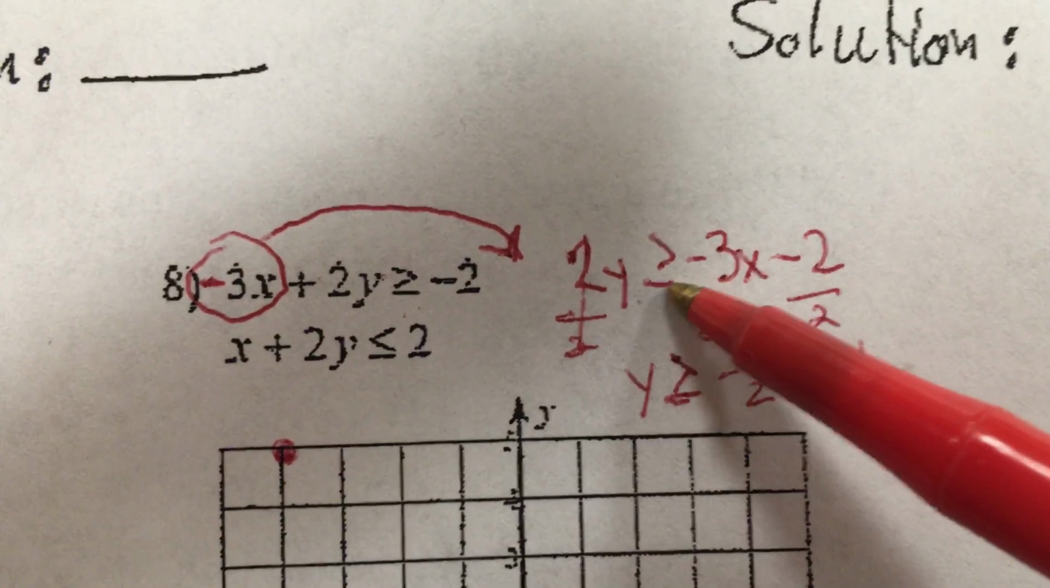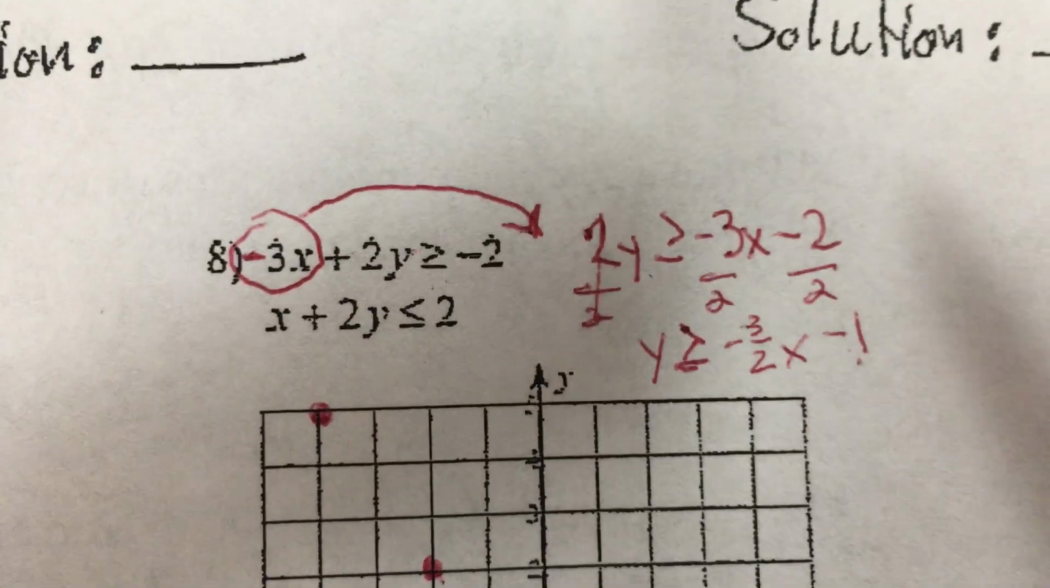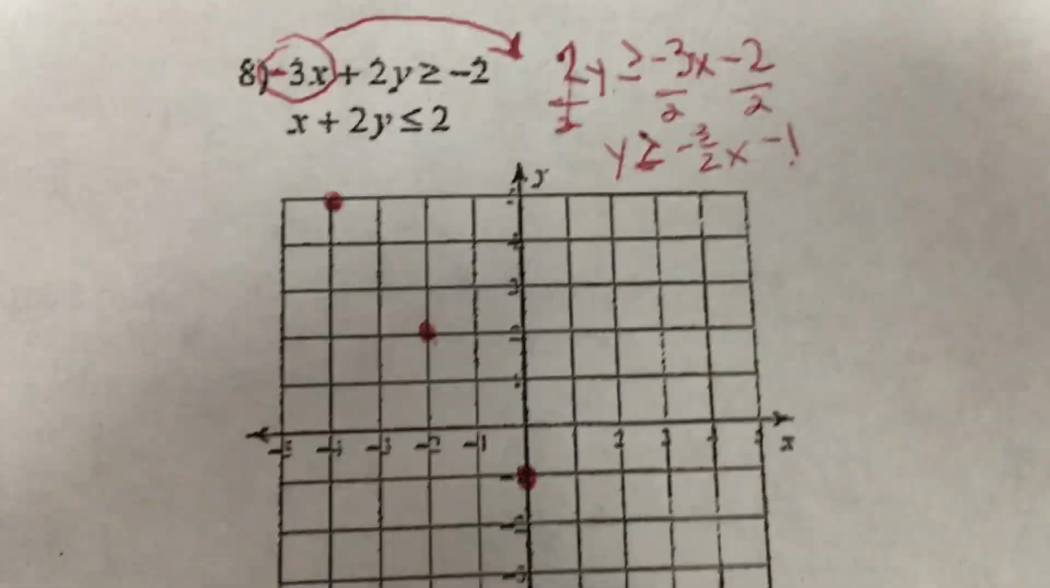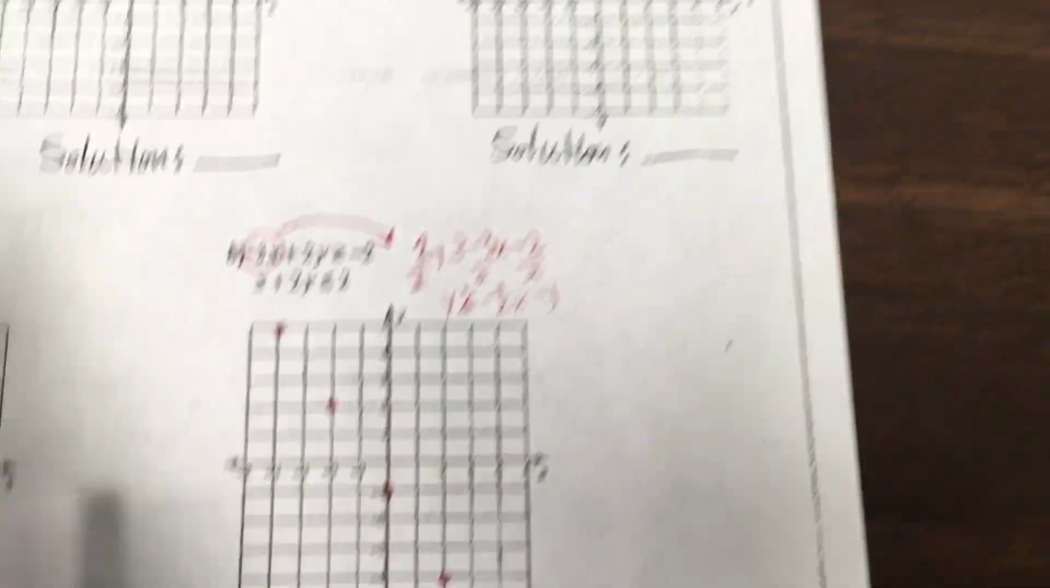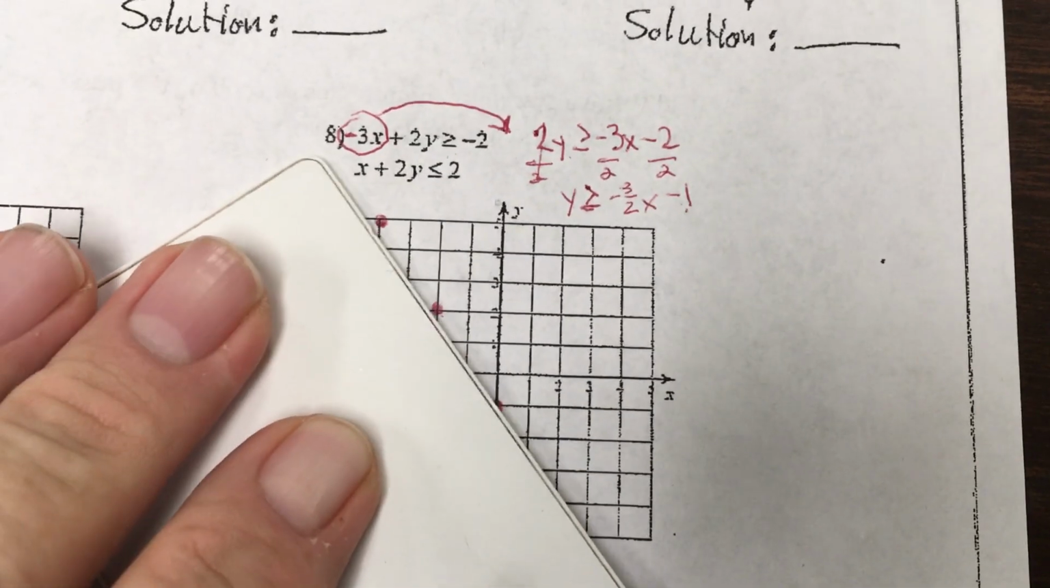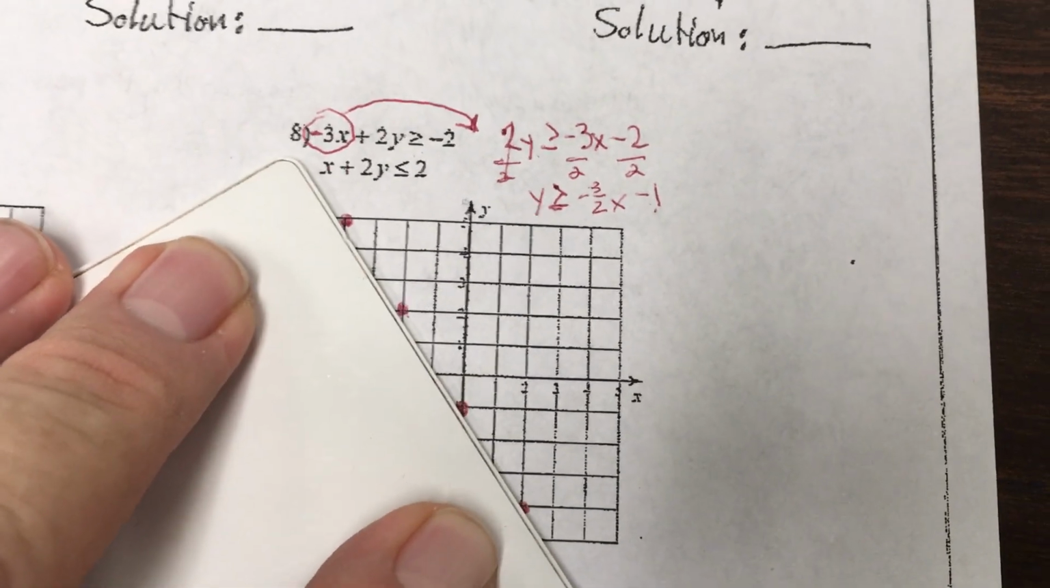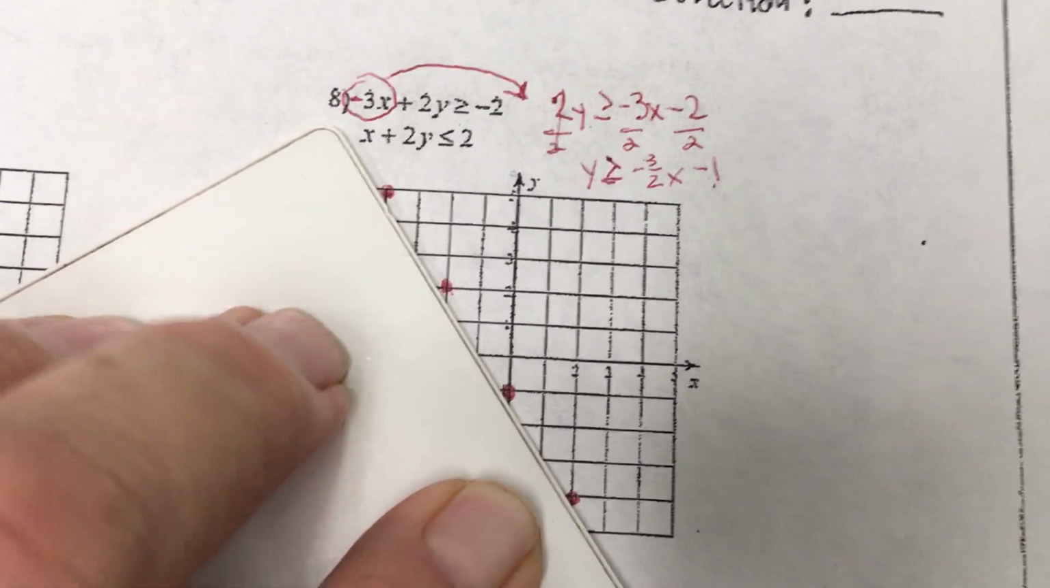Now it's time to draw the line. Since we have the equal to symbol, it's going to be a solid line. So I'm going to get a little straight edge here. Make sure I do it straight.